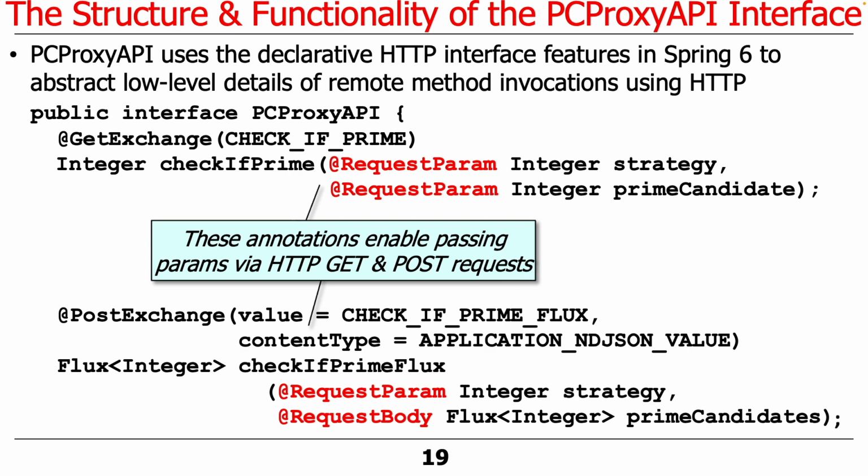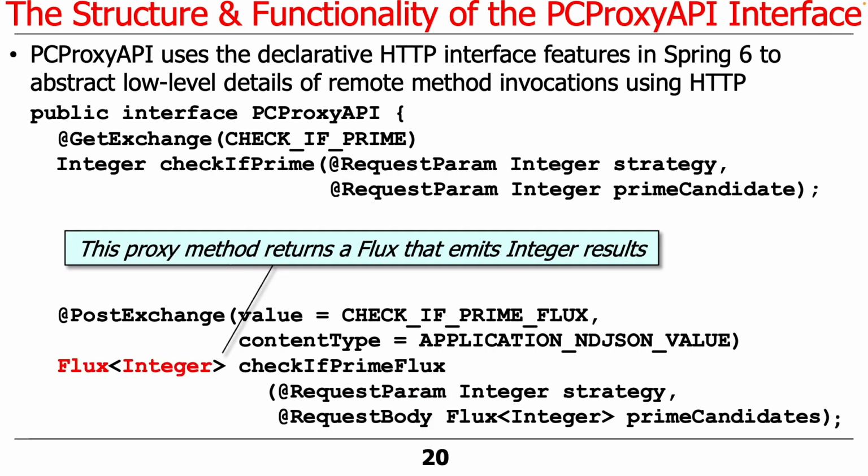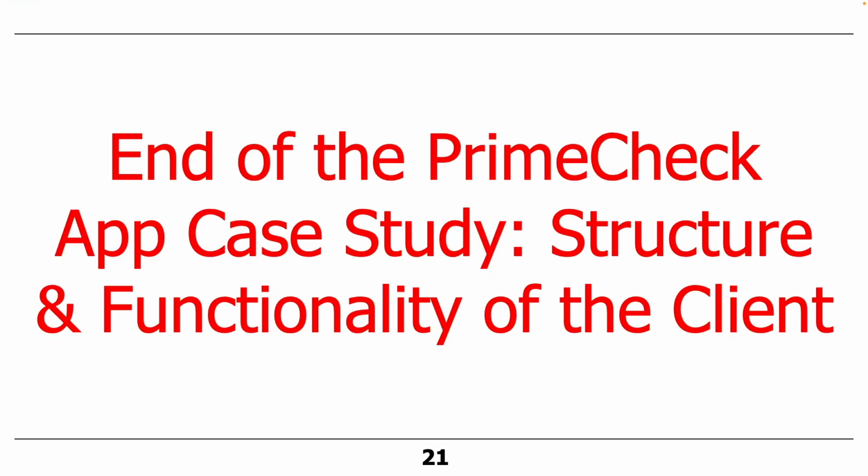These annotations are also required, and they indicate how to send the data. So you'll see here we have request param for the strategy and the prime candidate for check if prime, and then down here, check if prime flux. The request param is used for the strategy. That's going to go in the URL, whereas request body will go in the body of the HTTP post request. And you can see here that we return a flux. So that's another cool thing you can do with HTTP interface in Spring 6, is you can return reactive types and you can pass reactive types. OK, so that's kind of the end of the overview of the structure and functionality of the client.